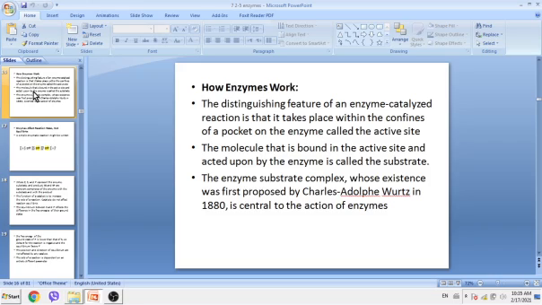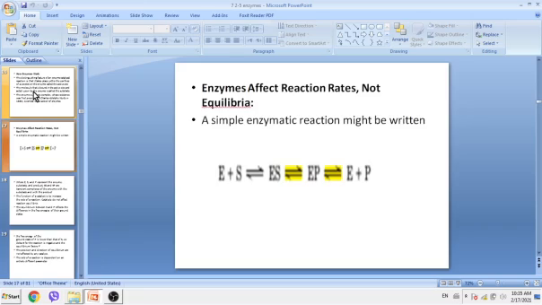The enzyme substrate complex أو وقت أنزيم قل كارليكري قل substrate بيج وهردو بيج وتيت قريدانيت بيجني enzyme substrate complex, whose existence was first proposed by Charles Adolphe Worth in 1880, is central to the action of enzymes. Enzymes affect reaction rates, not equilibrium.